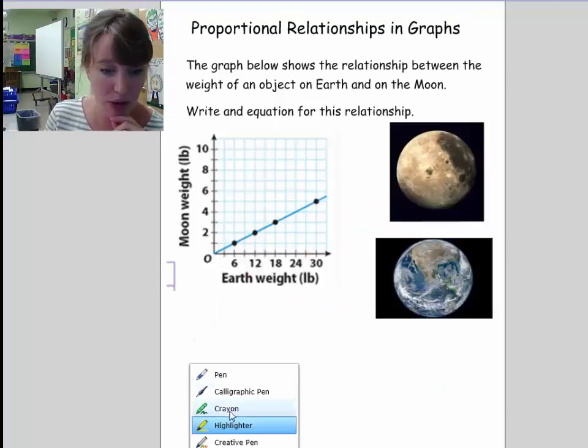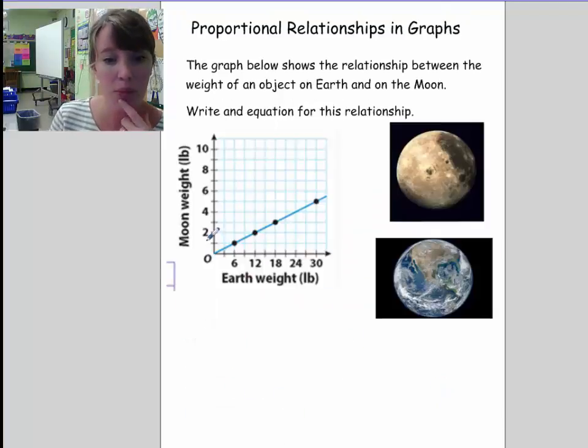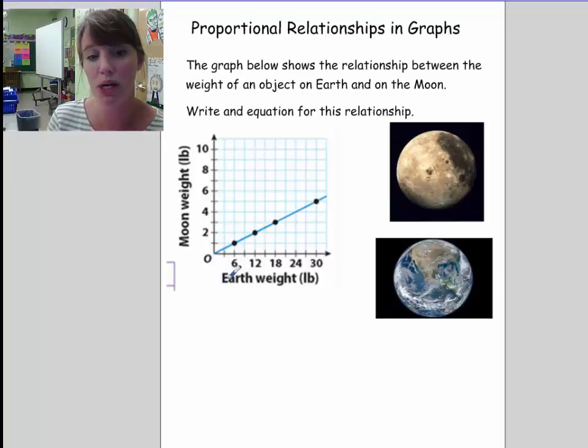Here's another type of proportional relationship. But this time, instead of using a table, we're going to look at it in terms of a graph. The graph below shows the relationship between the weight of an object on Earth and on the moon. Along the x-axis, we have the Earth's weight. So 6 pounds on Earth is going to be equal to 1 pound on the moon. 12 pounds on Earth is 2 pounds on the moon. 18 to 3 is the relationship between Earth and moon weight.